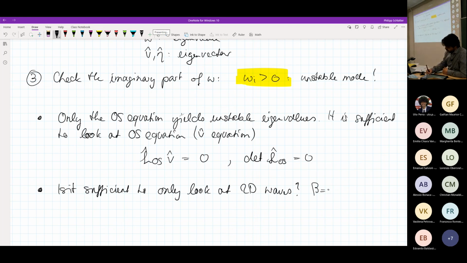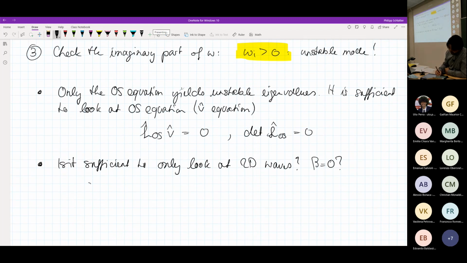So is this enough? And actually it turns out that Squire in 1933 found a way of proving in a very simple, very elegant way that it's sufficient to look at 2D waves only. And this I will show you now. This is something that's called the Squire theorem that he came up with.